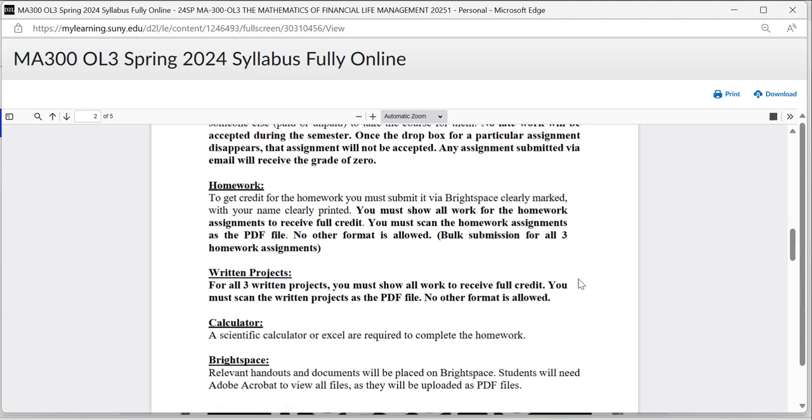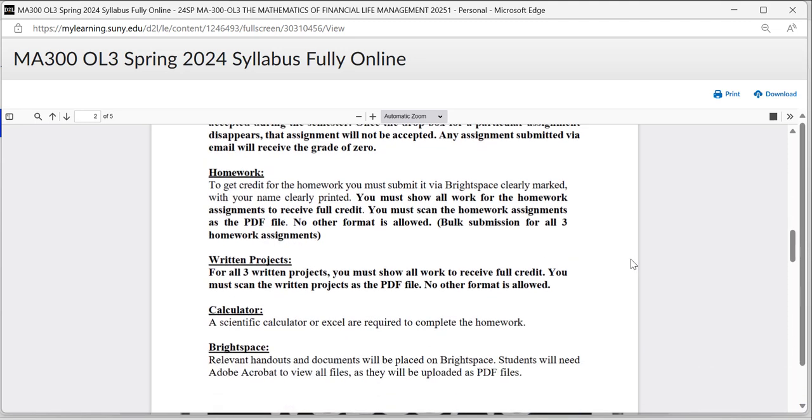Okay. And then homework, in order to get credit for the homework, you must submit it via Brightspace, clearly marked with your name, clearly printed. You must show all work for the homework assignments to receive full credit. You must scan the homework assignment as a PDF file. No other format is allowed, right? You can have a bulk submission for all 3 homework assignments.